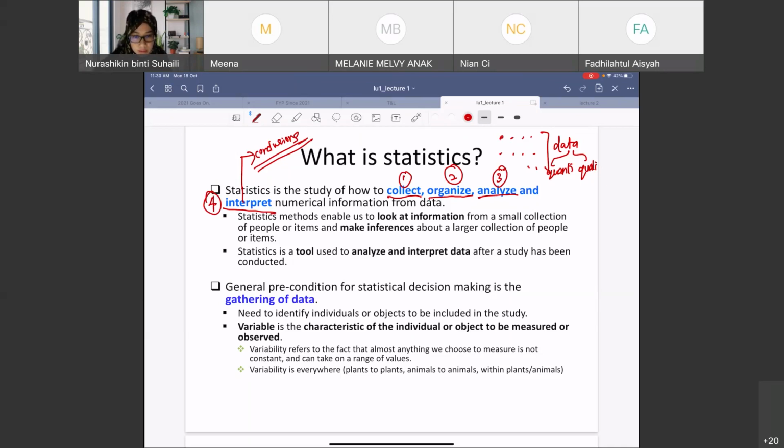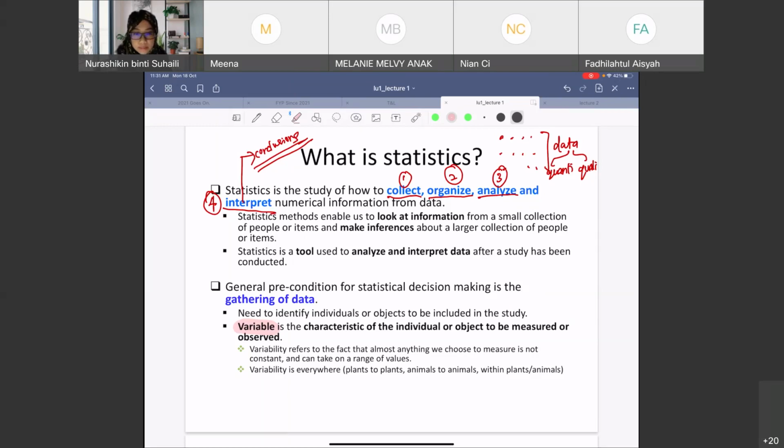Okay, the general precondition is the gathering of data. I just want to emphasize some important notes, terms, and the word variable. In statistics, we're going to mention variable a lot. What is a variable? It is the characteristic of the individual or object to be measured or observed.